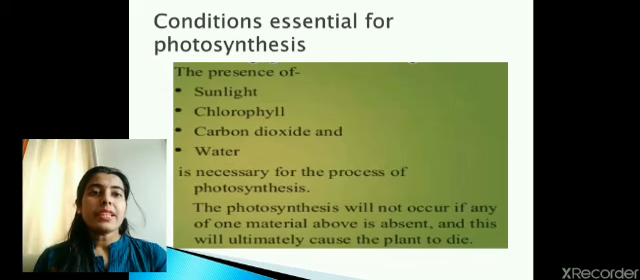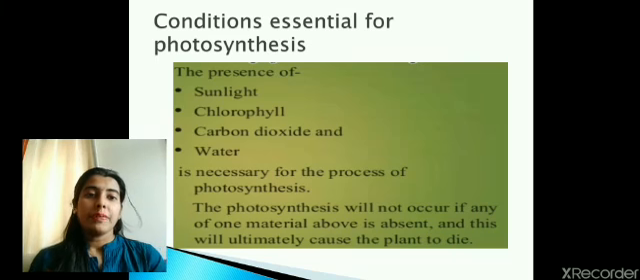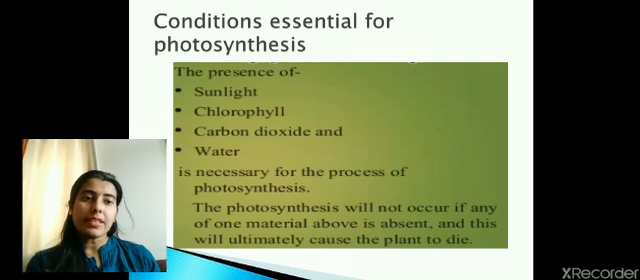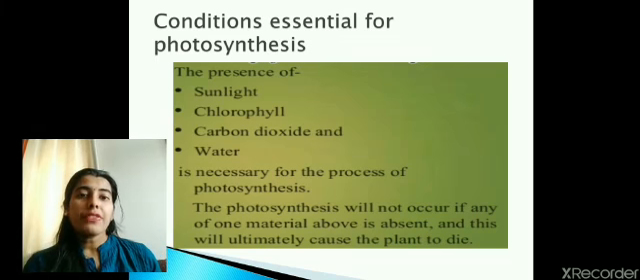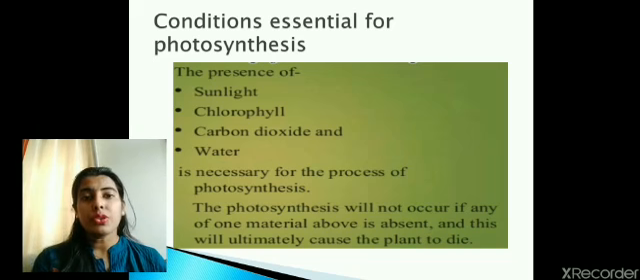Here you can see the essential conditions for photosynthesis. It is necessary for the process of photosynthesis. Otherwise, if any of the conditions is lacking, then the plant will ultimately die. So if sunlight or chlorophyll or carbon dioxide or water is not available, the plant cannot do photosynthesis.